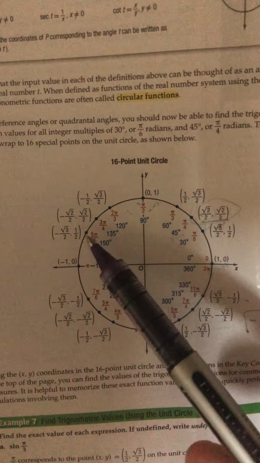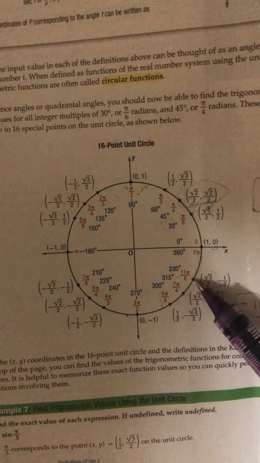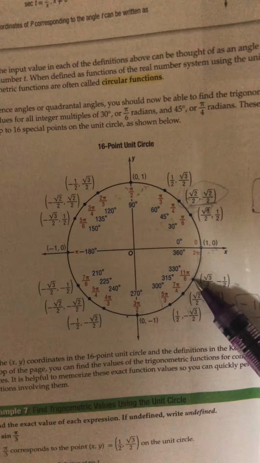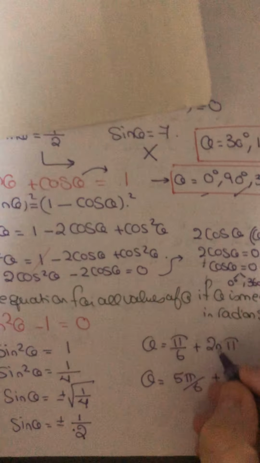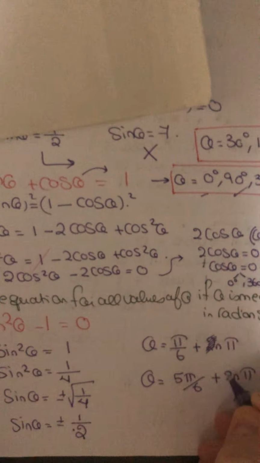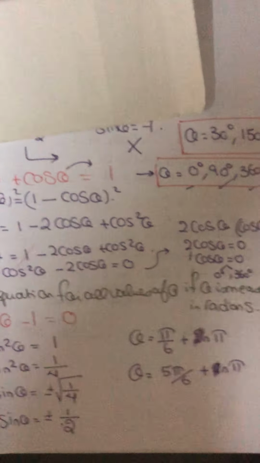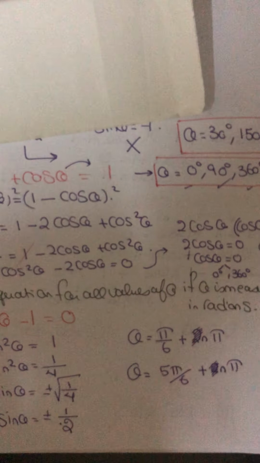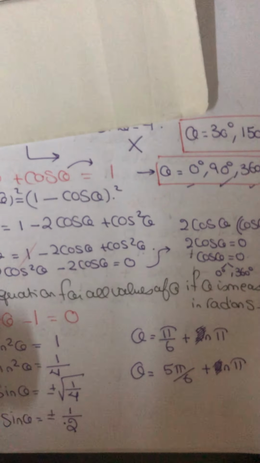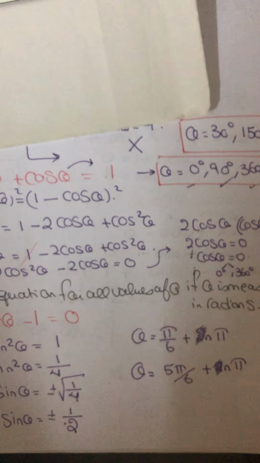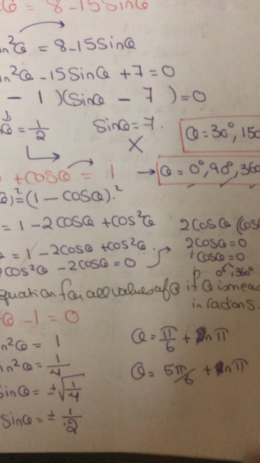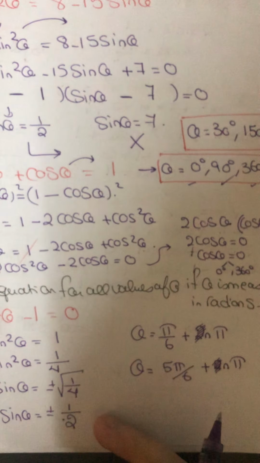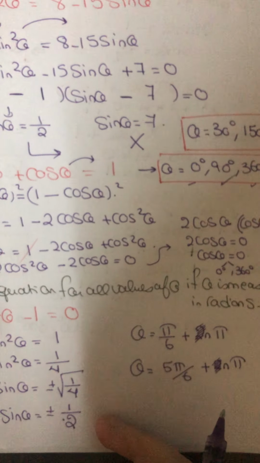And the 5 pi over 6, if I add a pi to it, it would give me 11 pi over 6. And another pi, so maybe it's better to write it as n pi only. Otherwise I will have to write the other two as well and give them 2n pi. Okay, so this has covered all the points on the unit circle, which would give me plus or minus 1 over 2.